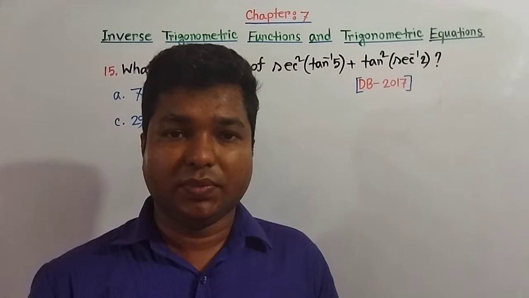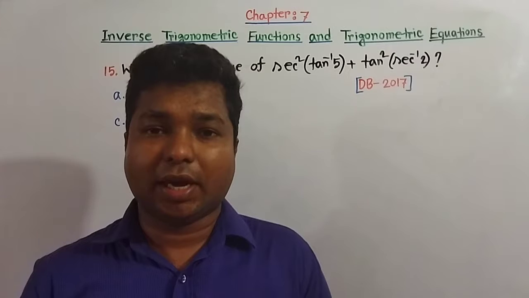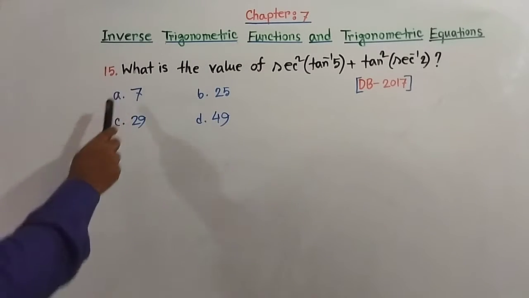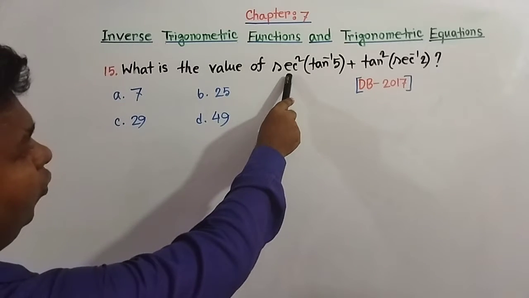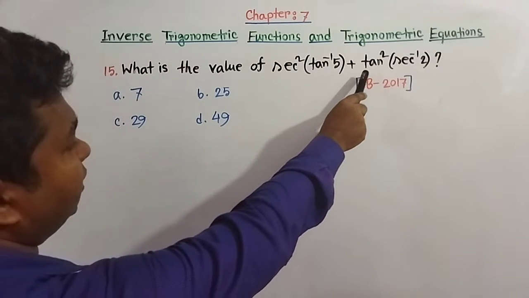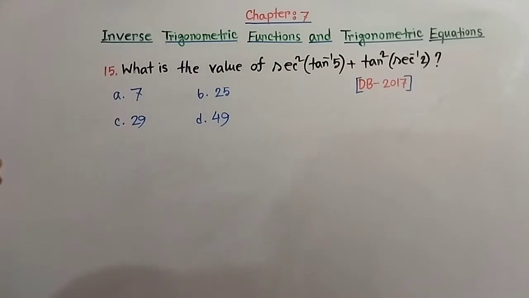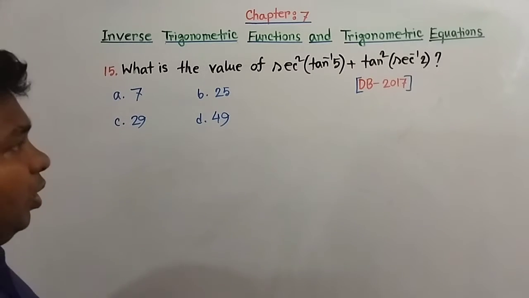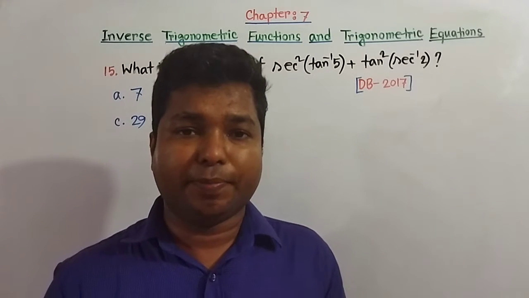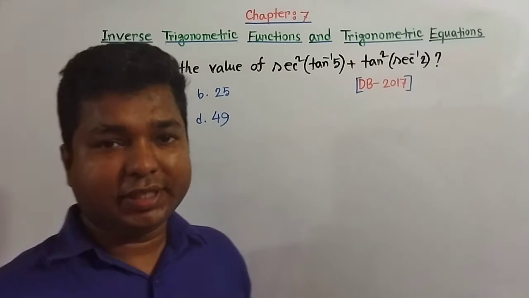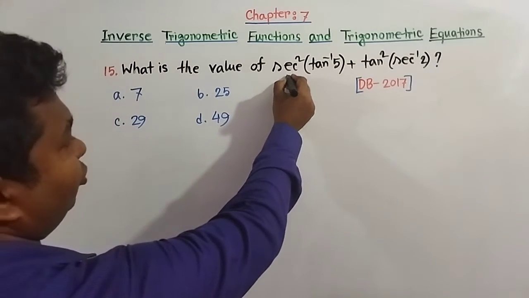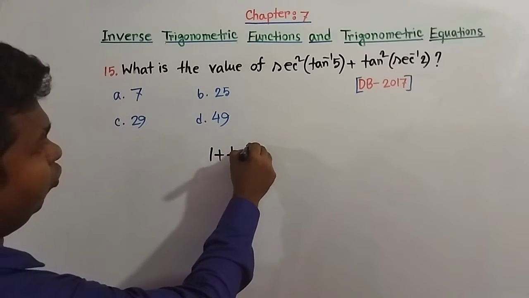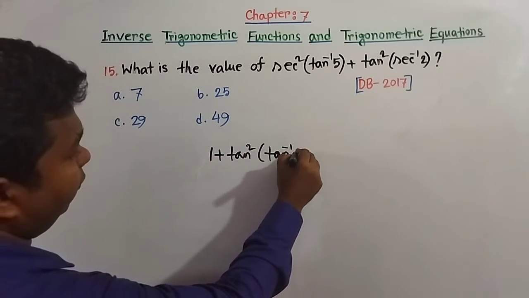My dear students, now we discuss our today's last question, question number 15. What is the value of sec square tan inverse 5 plus tan square sec inverse 2? Here we have sec square tan inverse 5. We know our formula sec square theta equals 1 plus tan square theta. By using this formula, we can write sec square tan inverse 5 as 1 plus tan square tan inverse 5.